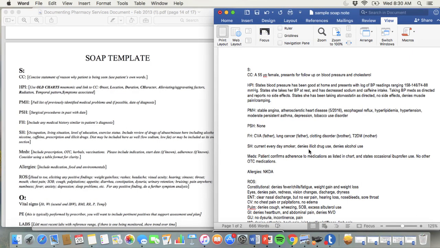She's never had any surgeries, but it's still pertinent that she hasn't had any surgeries, so that should still be in the subjective information. Family history is listed because that's always going to be important to know. And then the social history. This patient is a current smoker but denies alcohol and illicit drug use.